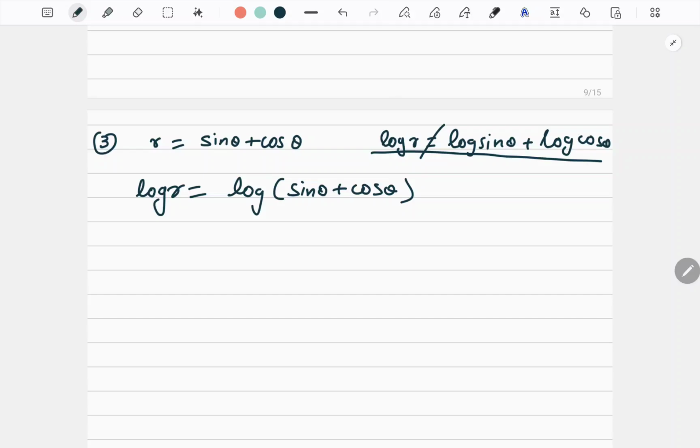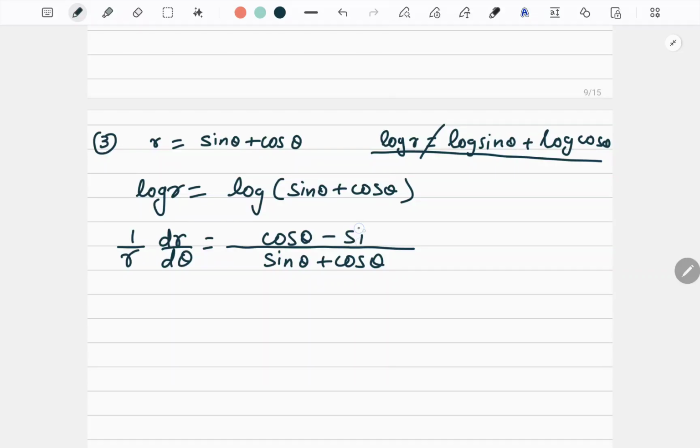Okay. Now next step, differentiate. So 1 by r dr by d theta is equal to differentiation of log, which is what? It will go in the denominator. Differentiation of sine theta is cos theta. Differentiation of cos theta is minus sine theta. Correct? Now cot phi is equal to, now what I have to do, see there is a direct formula for this, but I will not suggest you to mug up so many formulas. What I will do here, I will divide numerator and denominator by cos theta.